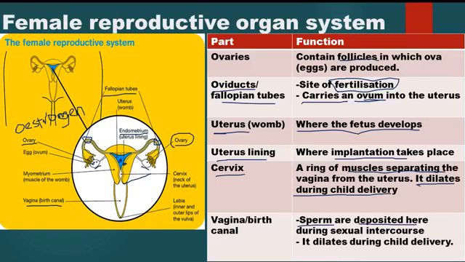The sperm are deposited into the vagina during sexual intercourse. Apart from that, it's also very important during child delivery, when it dilates. It expands to allow the baby to pass out easily.